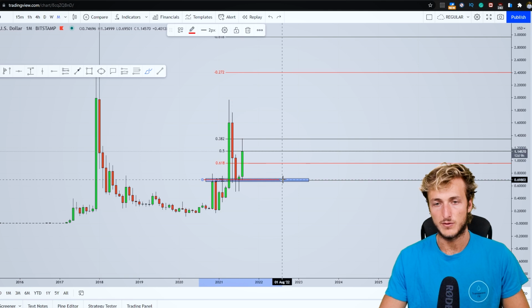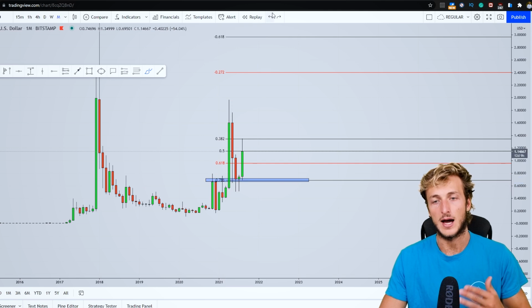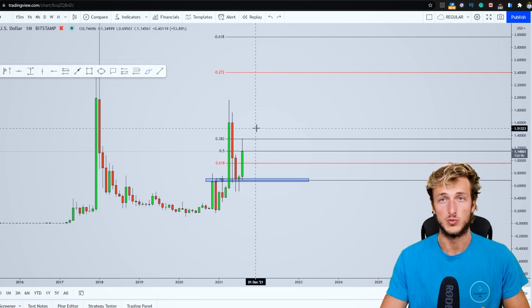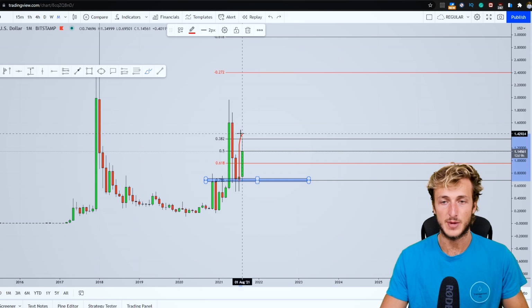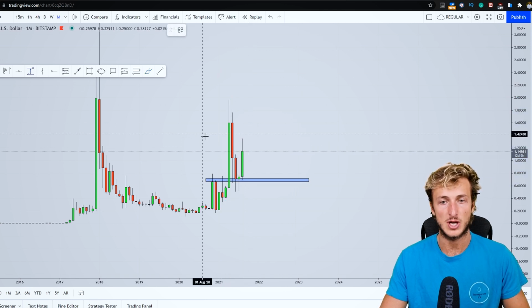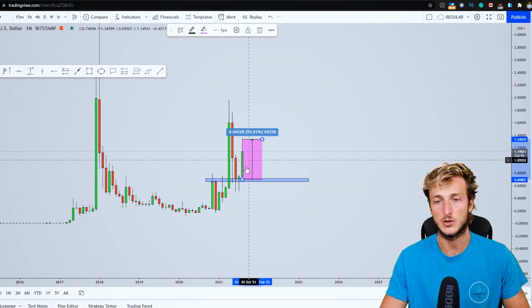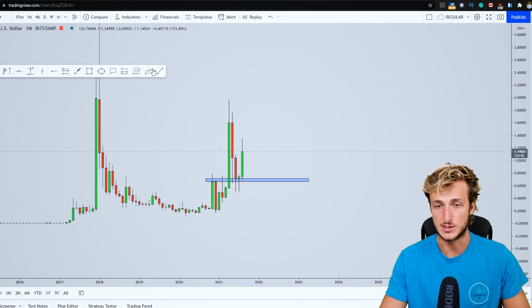So on the monthly, very strong previous resistance turns support aligning with the 0.786, creating a quite solid support and demand area that we expected the market to reject to the upside. And in fact, the market has already rejected it, creating over 90% increase away from this zone.